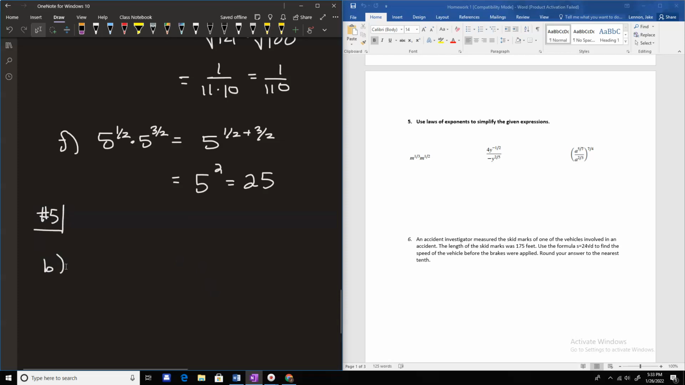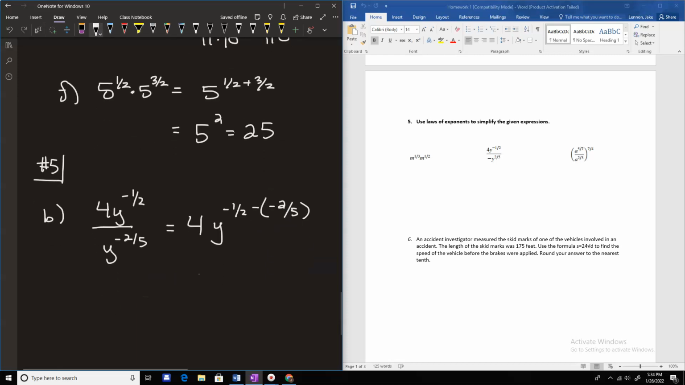Let's do b. So we have 4y to the minus 1/2 over y to the minus 2/5. Okay, this is rule number 2. The y part is the same, so what you can do is just subtract the exponents. So we have the 4, and then we have the y, and we have negative 1/2 minus the bottom exponent of the y, which is negative 2/5. So now our expression is basically 4y to the minus 1/2, and minus a negative is plus a positive, so that's plus 2/5.